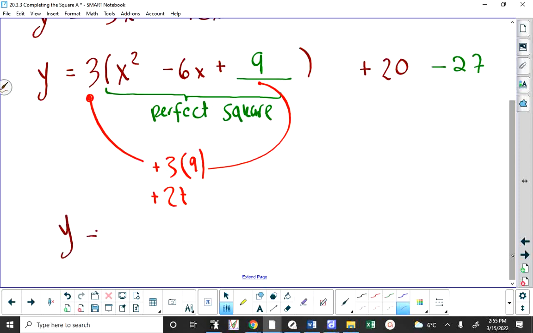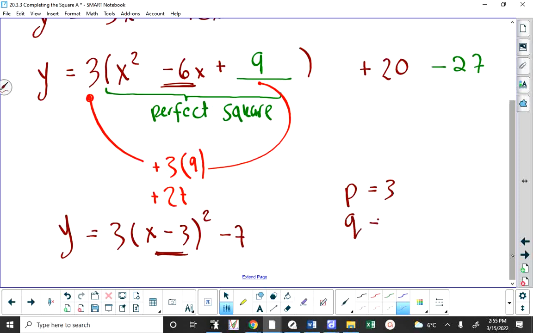This will be y equals 3 times x minus 3 quantity squared. The number here will always be half of the number here. And then 20 minus 27 is negative 7. So we have p equals 3, q equals negative 7, and a is equal to 3. And again, from that, you could tell me everything there is to know about this parabolic function or this quadratic function.